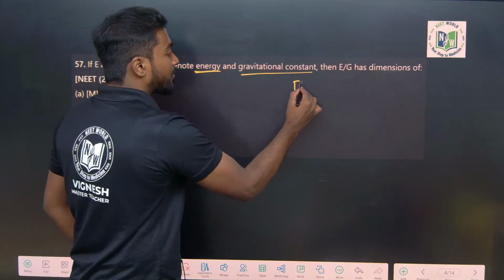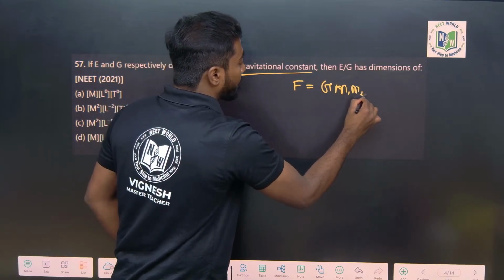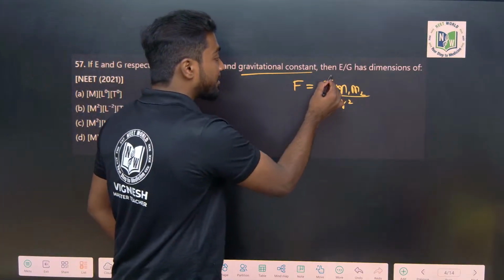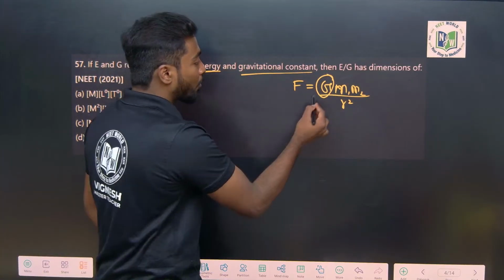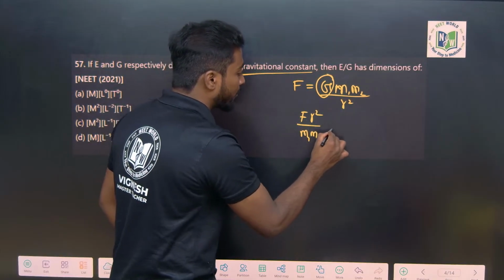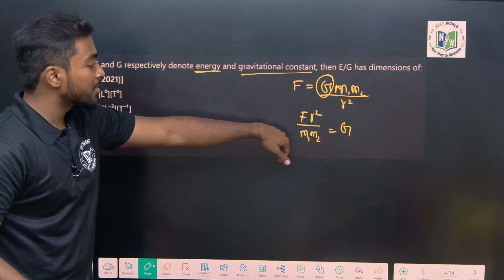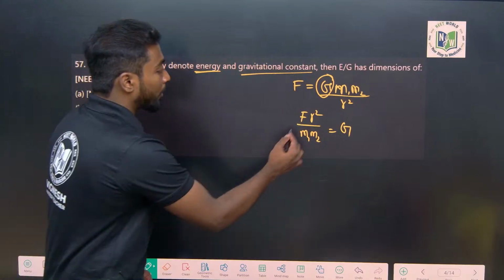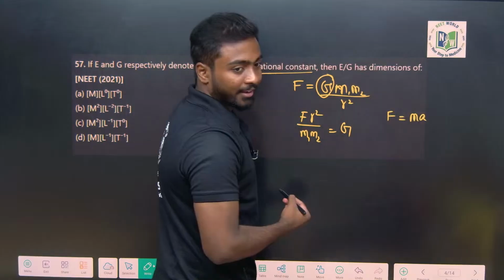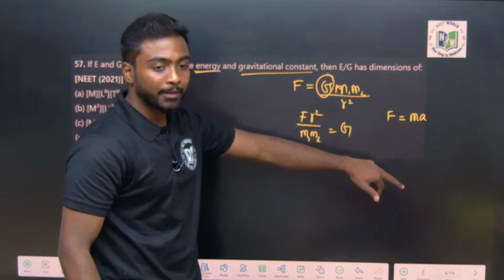we know that F is equal to G into M1 M2 by R square. This is the formula for gravitational force, so G is the gravitational constant here. What I can say, F R square by M1 M2 is equal to G. Now I can easily find the dimensional formula for G. What is F? Force, which equals mass into acceleration. Acceleration is the rate of change of velocity with respect to time.